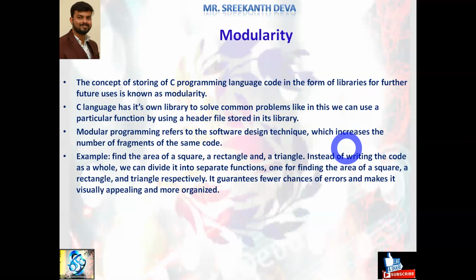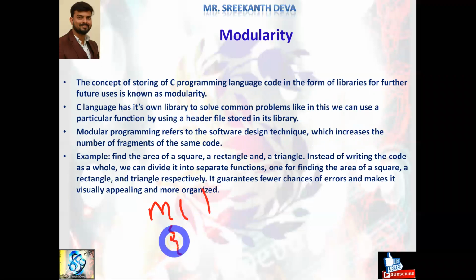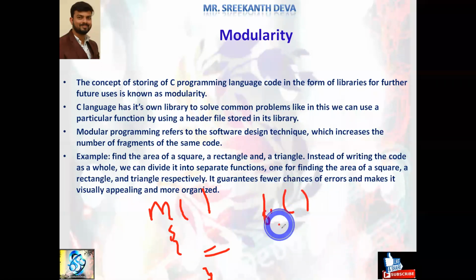Modularity: the concept of storing C programming code in the form of libraries for future use is known as modularity. I told you, right? We can divide the main problem into sub problems in the form of functions, and also we can create our own user defined header files. Suppose I created a main problem, assume it is the main function. Later I divide this main function into sub functions like f1, f2, f3, and so on up to fn.